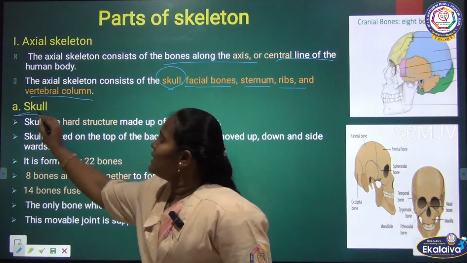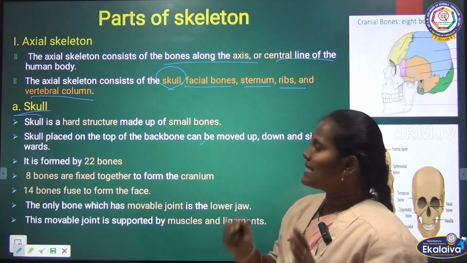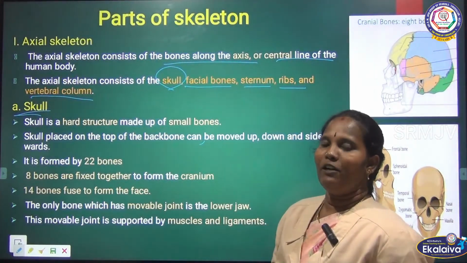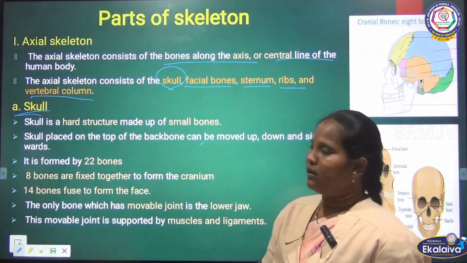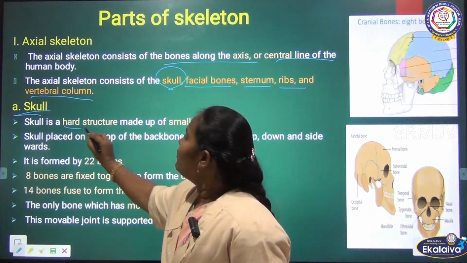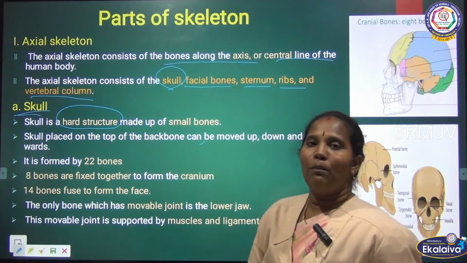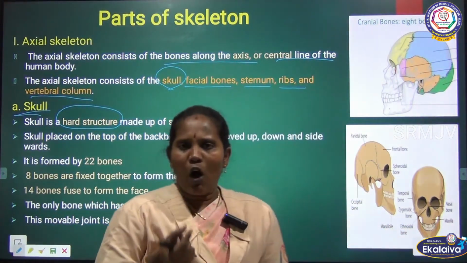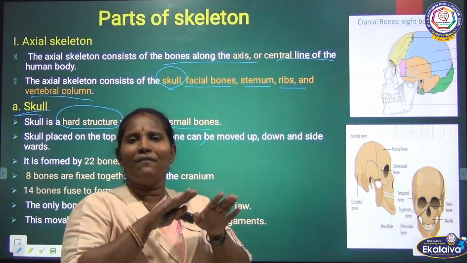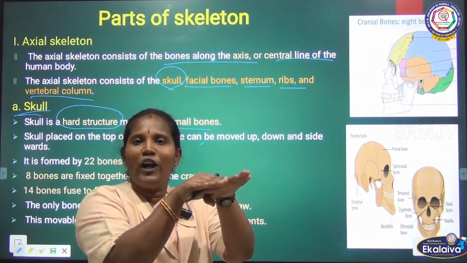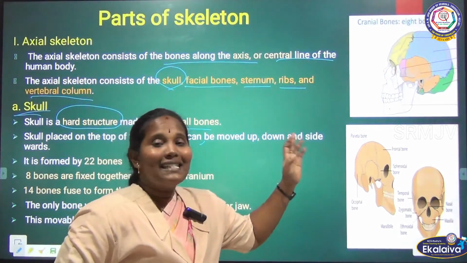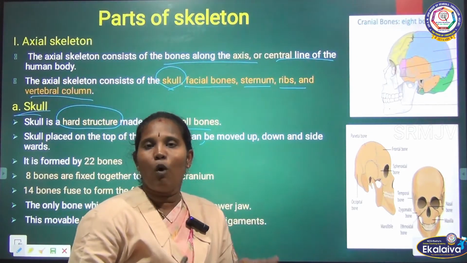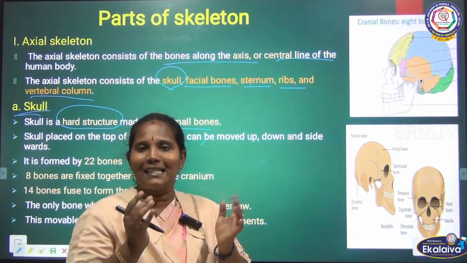See, first one is the skull. We know very well, I already told, the skull works like a natural helmet to protect the brain. The skull is made up of hard structure of bones. It is made up of small, hardest flat and irregular bones joined together like this. They are immobile bones. Immobile flat bones joined together make the skull structure.